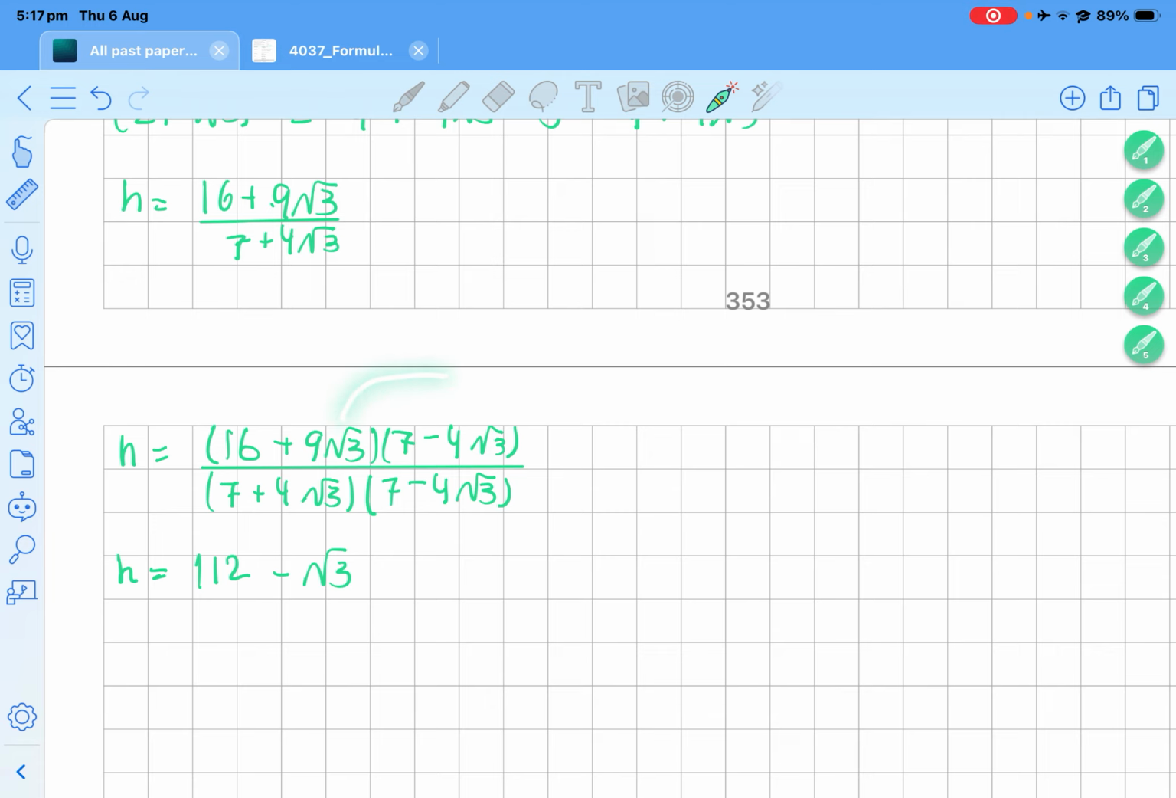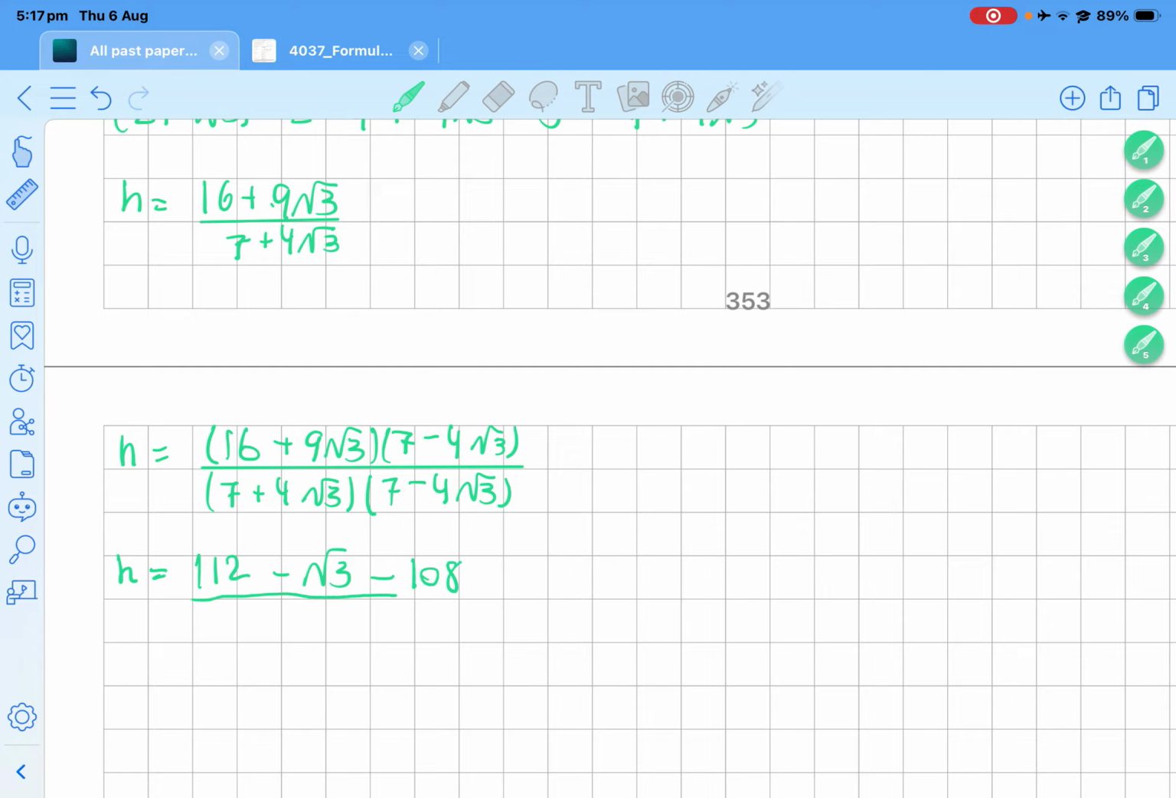And then 9 times 4 is 36, and then 36 times 3 is 108. I think, what was it? 9 times 4 times root 3 squared. Yeah, it should be 108. Minus 108.